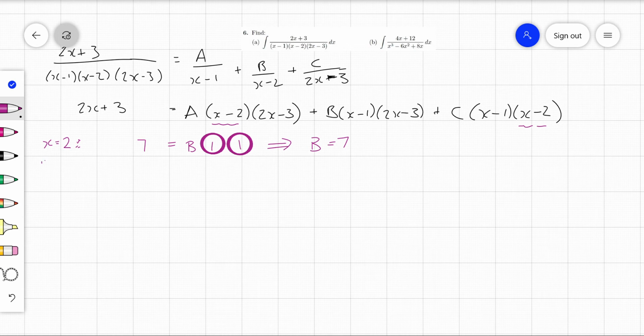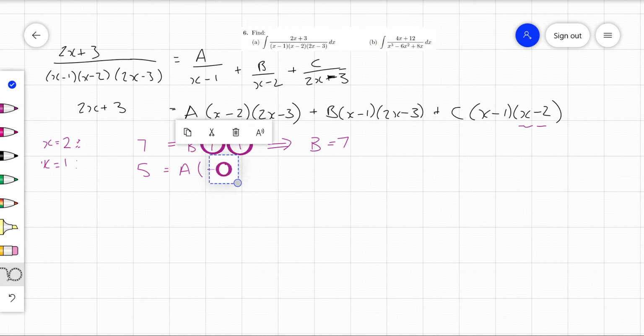I could do the same thing with x equals 1, for example. So on the left-hand side, I've got 2 1s plus 3, so I've got 5. And on the right-hand side, it gets rid of the B and the C terms, so I've just got the A term. When I sub in 1, I get a minus 1 for there, minus 1, and then 2 1s minus 3, I get another minus 1. So you can see straight away there that A equals 5. So that's a nice way to get the A and the B.